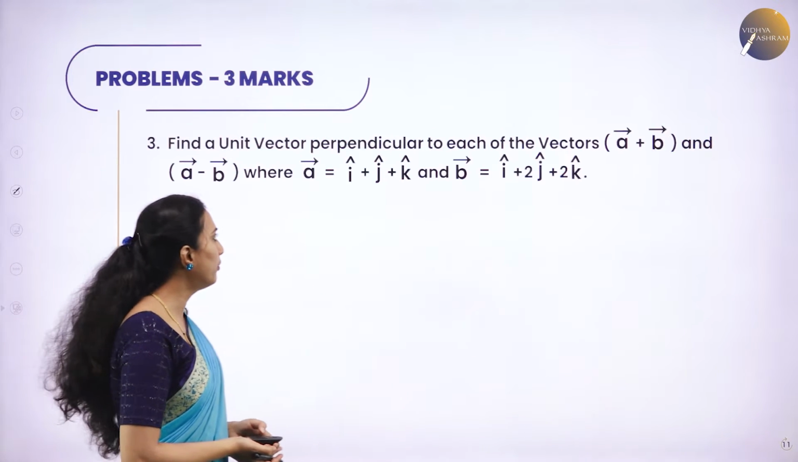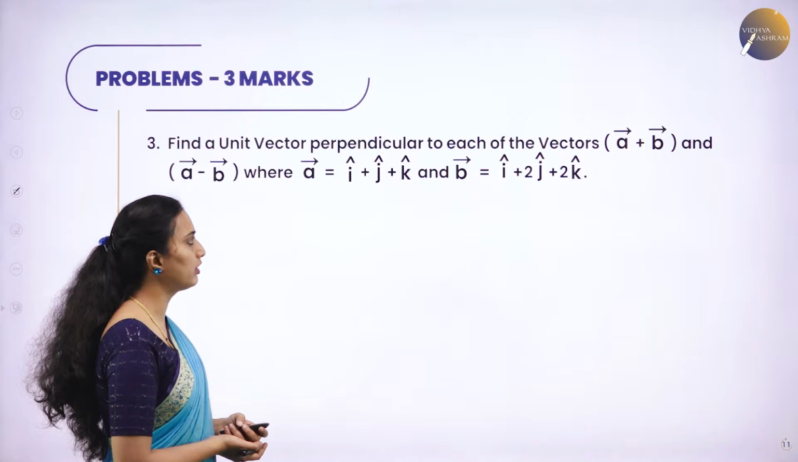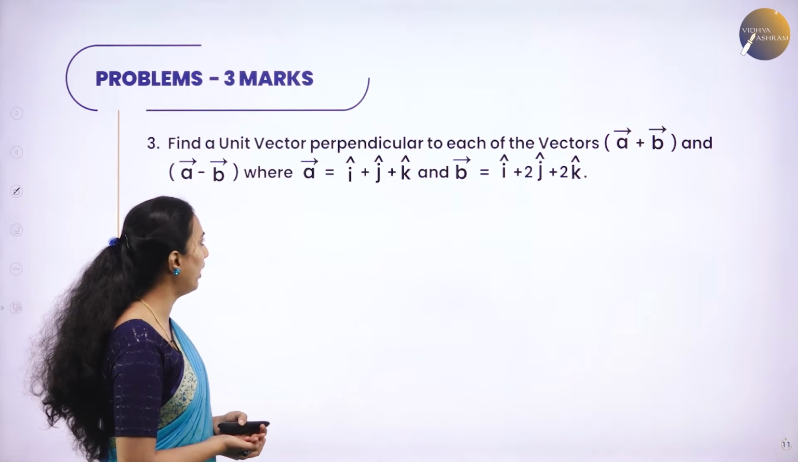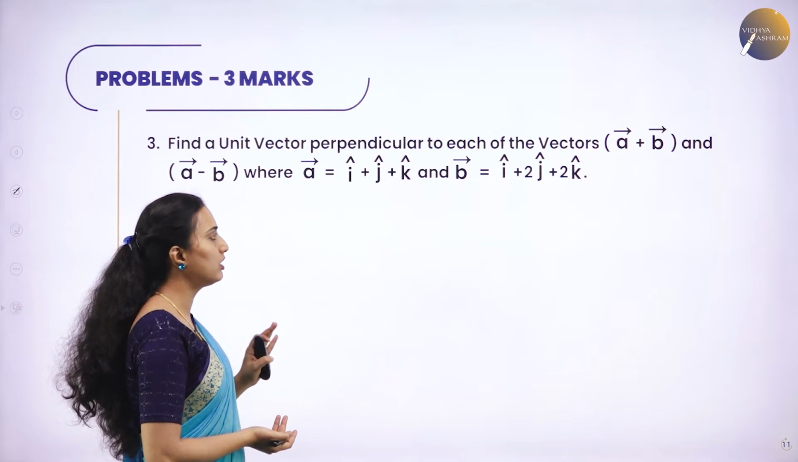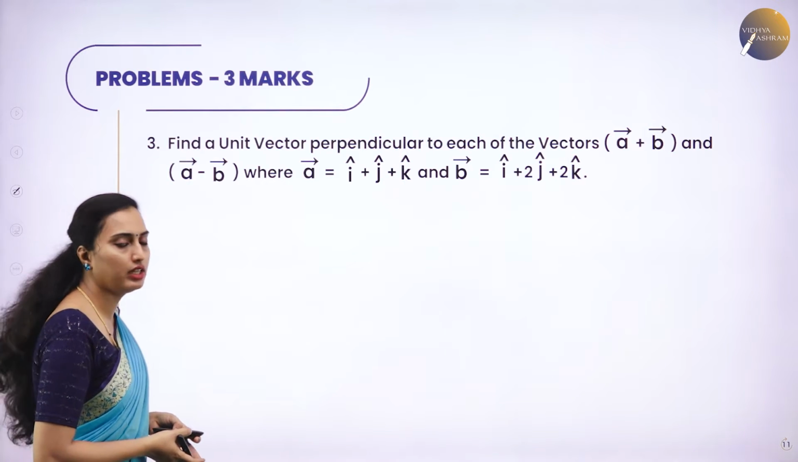Okay, now we'll be moving on to the next problem. Find the unit vector perpendicular to each of the vectors a vector plus b vector and a vector minus b vector, where a vector is equal to i plus j plus k and b vector is equal to i plus 2j plus 2k. So here they've asked you to find a unit vector.